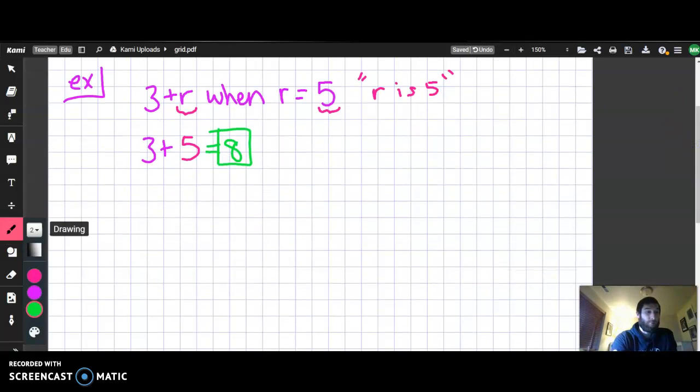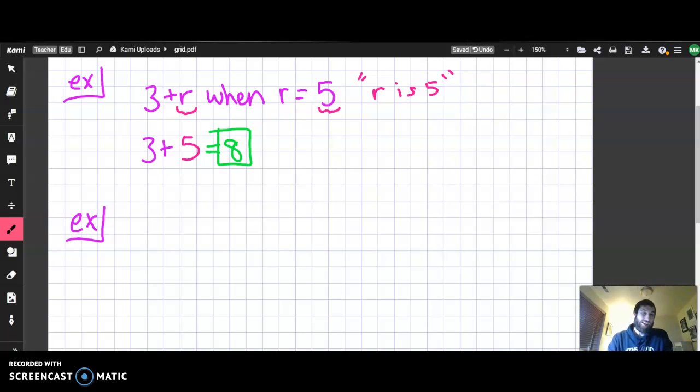Let's look at another example here. I'll keep using some purple. But this time in this example, we're going to be using the same numbers, but I'm adding in an extra layer, which is where our parentheses come in. Let's say we have 3 plus parenthesis -2 plus r, where r is equal to 5. So really, essentially the same problem. The only thing that's different is we have the parentheses and the -2.